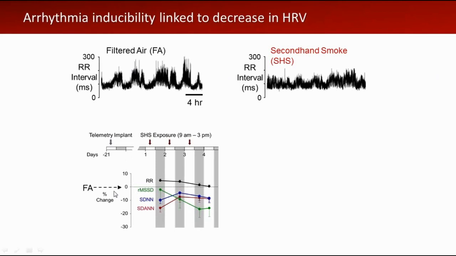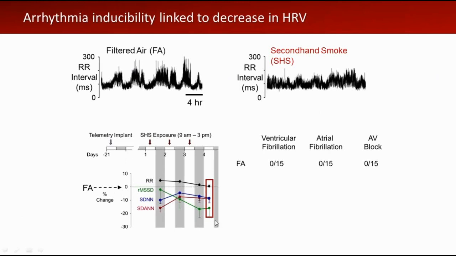So these animals were compared to filtered air control. So we compare our smoking mice to our filtered air mice. And on the fourth day, we were interested in whether, as a result of having reduced heart rate variability, they were more likely to have arrhythmias.